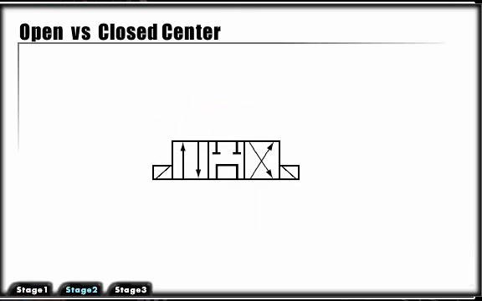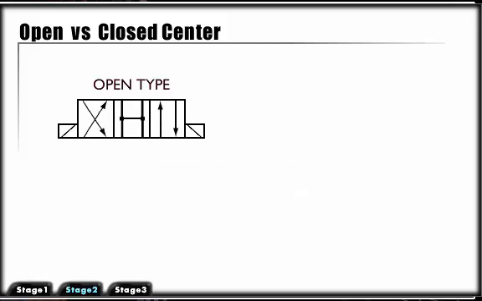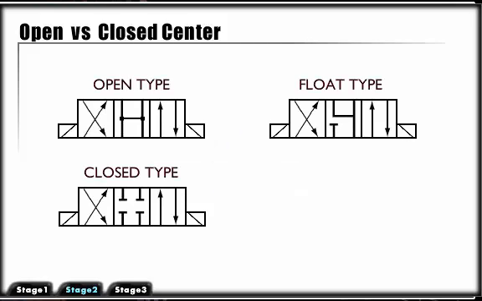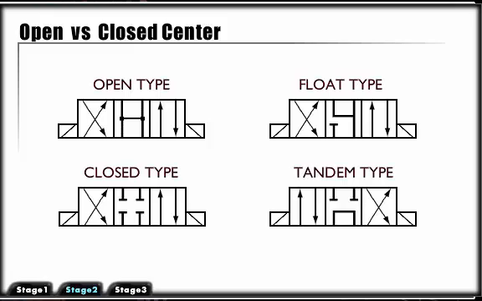A three-position directional control valve incorporates a neutral or center position, which designates the circuit as open or closed, depending on the interconnection of the P and T ports, and designates the type of work application depending on the configuration of the A and B ports. The four most common types of three-position valves are open type, closed type, float type, and tandem type.